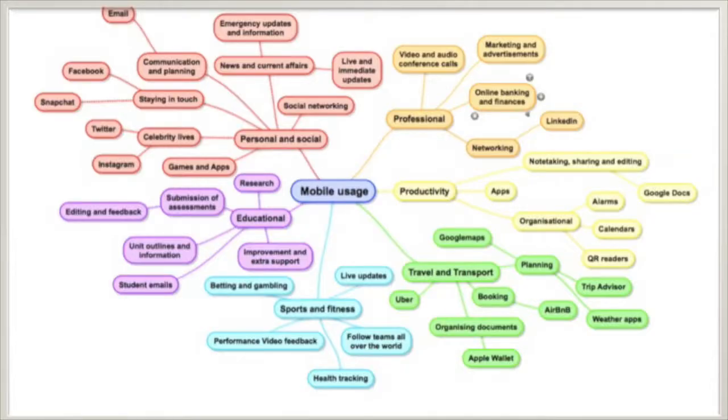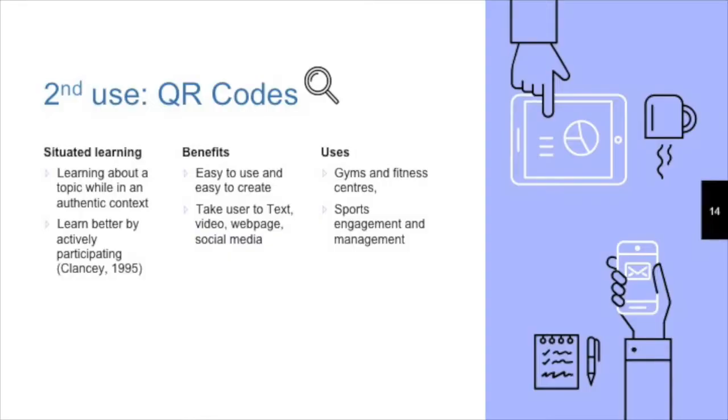Here I have an example mind map I created during the semester, highlighting the varying uses of mobile technologies. Notice the use of colour to distinguish between ideas. QR codes are heavily underutilized and are easy to create and use. QR codes exhibit situated learning, whereby the learner is educated on a topic while physically in that context.